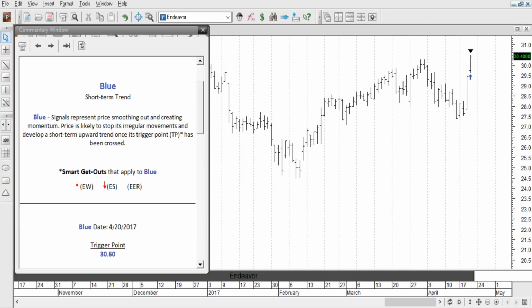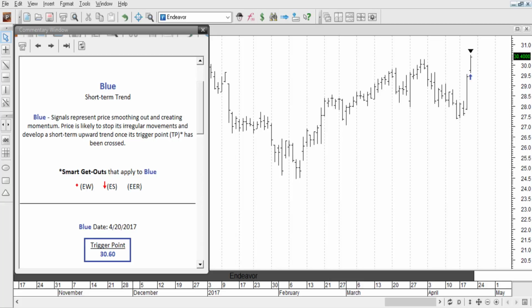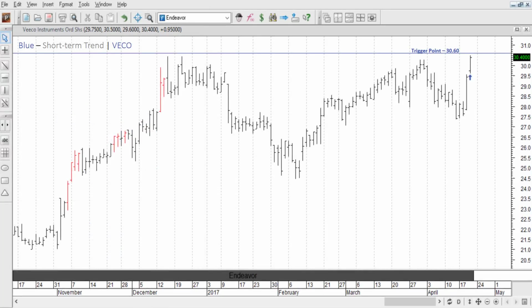If the format inside the commentary looks familiar, that's because we use the same format in every signal's commentary, so you can quickly find the information you're looking for. Right now, we're looking for the definition of blue and the criteria needed to confirm the signal. Blue signals simply need price to cross the trigger point to be confirmed. The trigger point in this example is 30.60, which I'll label on the chart with a blue line. Now, I'll get rid of the commentary and wait for price to cross the trigger point.